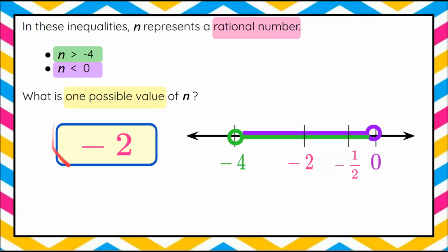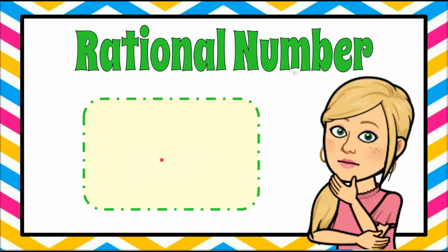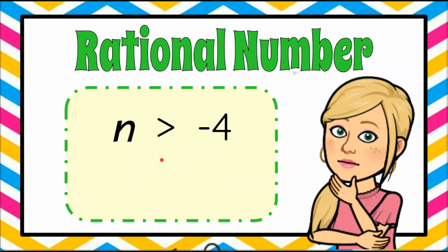So you could see that all of you could have picked a different value. And that is how we use rational numbers to determine values greater than -4 or less than 0.